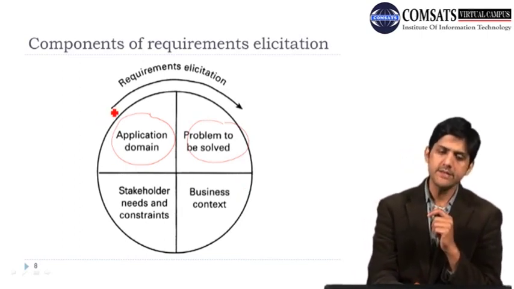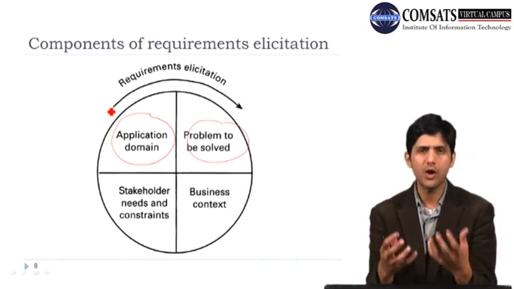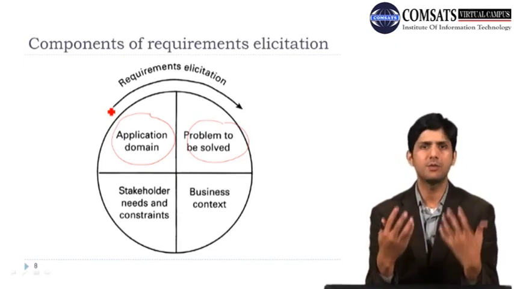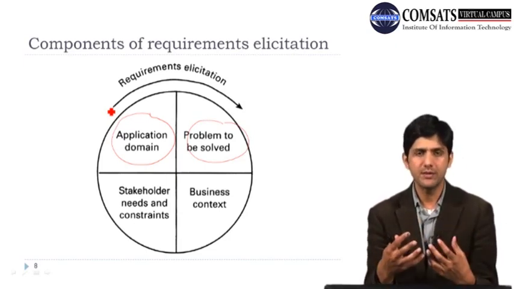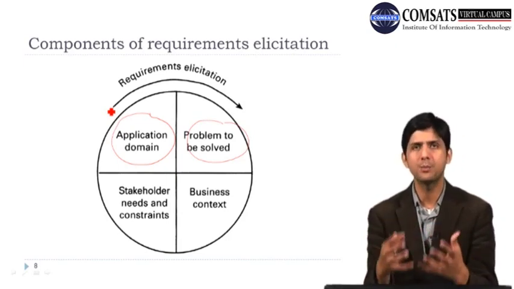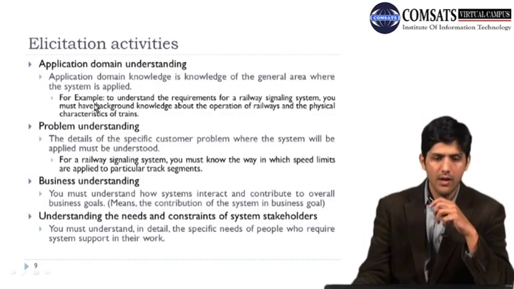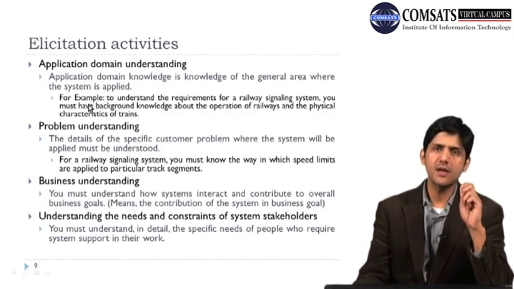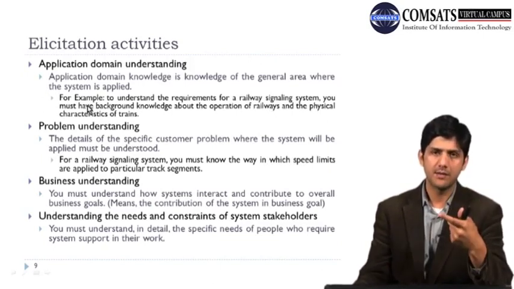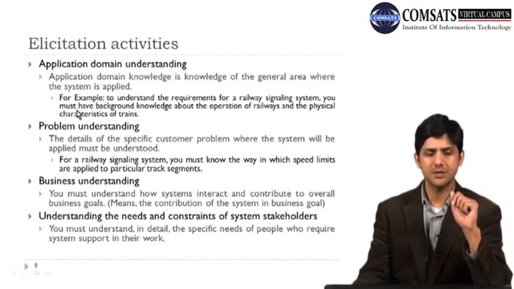And it says that this is a cyclic process, so we will keep on doing it until we have these four components. Mainly we want to gain understanding of the application domain, we want to know what problem needs to be solved, we want to understand the stakeholder needs and constraints, and we want to know in which business context this solution is to be deployed. And so these are the elicitation activities. Number one is application domain understanding, and they are driven from those four components of the elicitation process.